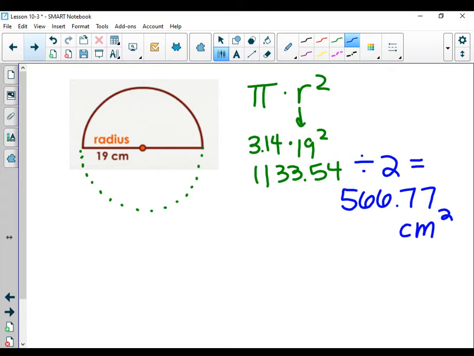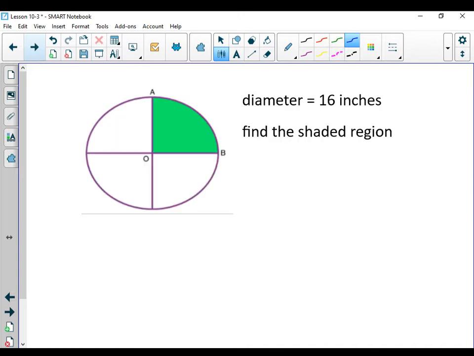I know I'm bouncing around a lot. Find the box with this shape. Mason, what are you going to do with this diameter? Cut it in half to get the radius. So 16 divided by 2 is 8.